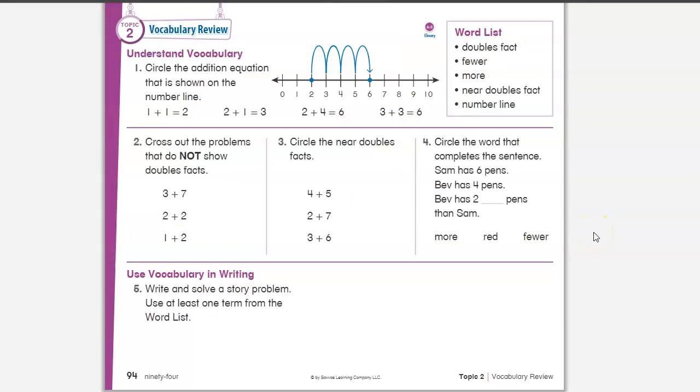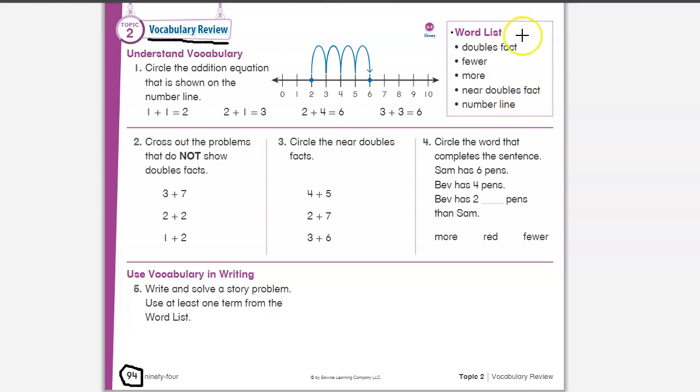For the next part of our review, we are working on the next page of our workbook, page 94. I circled page 94 on the bottom, but if you have your workbook still open, then it is just the next page over, and it says Topic 2, Vocabulary Review. The purpose of this review is so that we can go over the vocabulary that we use when learning math. If you look up at the top here, we have a word list. Let's see what the words are.